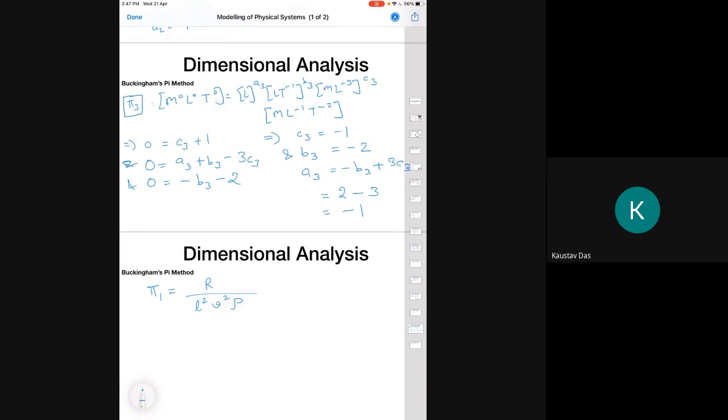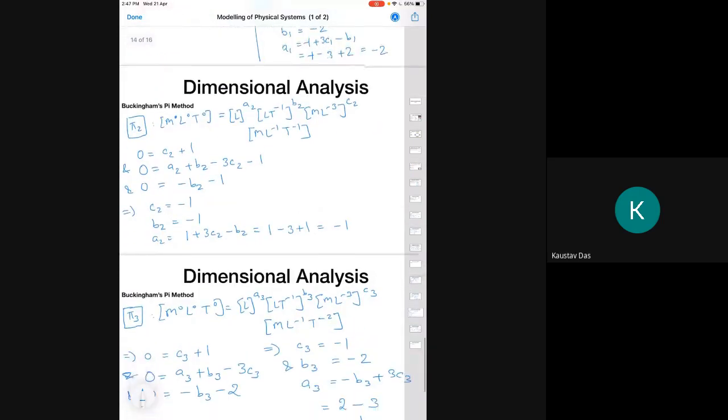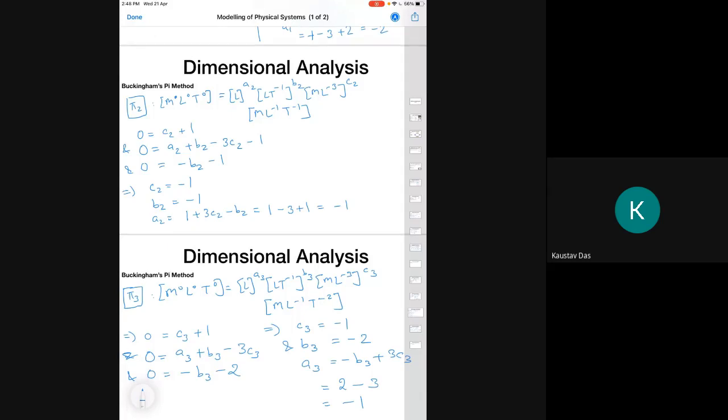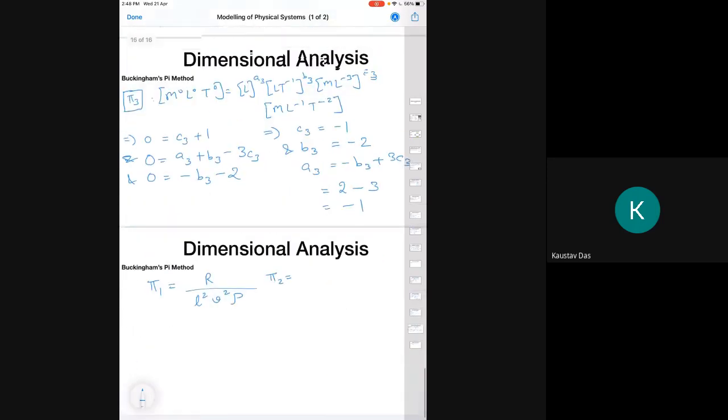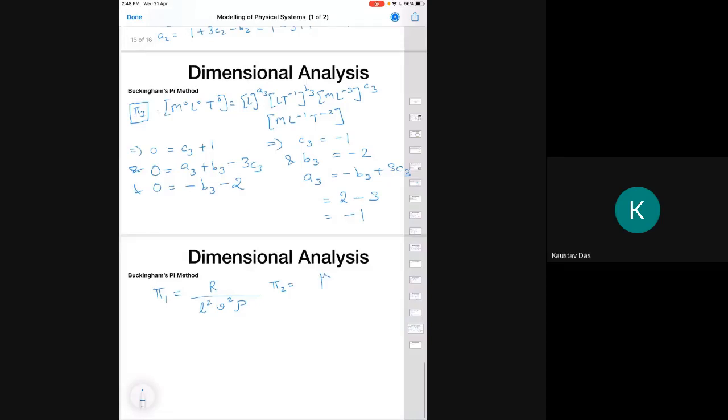Then I have pi 2, which is now minus 1. So L to the power minus 1. So all of them are minus 1. So that's mu by L V rho. And then I have pi 3, which is now kappa by L V square rho. So I've constructed the three dimensionless variables. Fine.